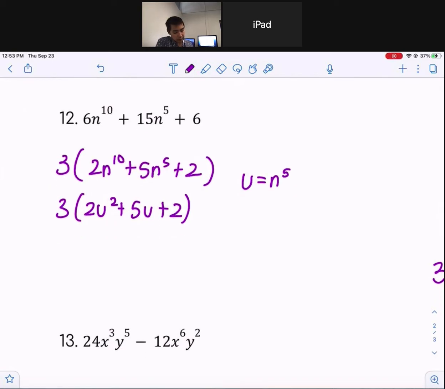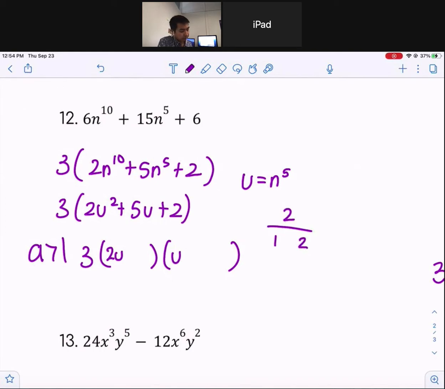This is an a is greater than 1 case, but I'm going to do the guess and check method to show you guys. Well, 2u squared is the first term, so that's 2u times u. What times what gives you the 2? Well, our factor of 2 is either 1 and 2, right? But since the middle is positive, we're not dealing with negative numbers, but positive. So, how do we go about this? Well, one of these has to be 1 and one of these has to be 2, and it has to be 1 here and 2 here.